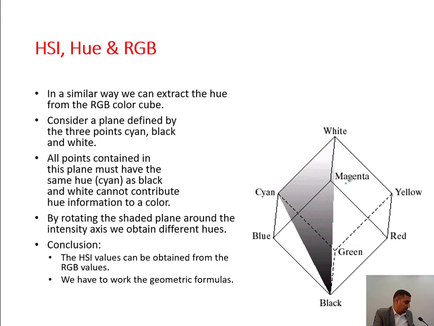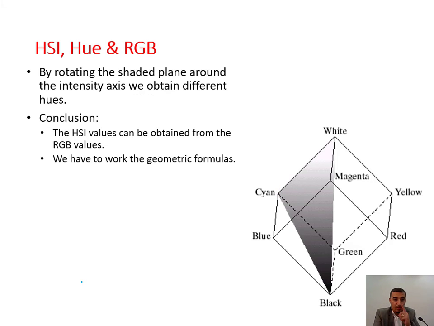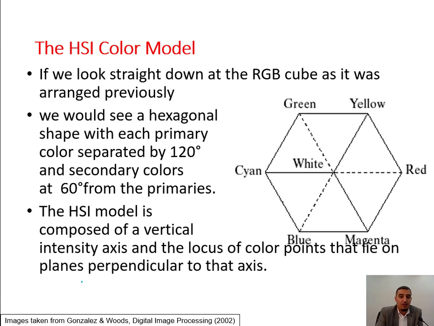In a similar way we can extract the hue from the RGB cube. Consider the plane defined by the 3 points: cyan, black, and white. All points contained in this plane must have the same hue, cyan, as black and white cannot contribute hue information to a color. By rotating this plane around the intensity axis, we obtain different hues. So in conclusion, the HSI can be obtained from the RGB values, and we can get these from the geometry.